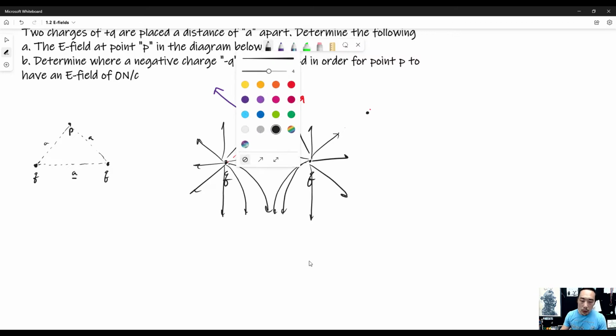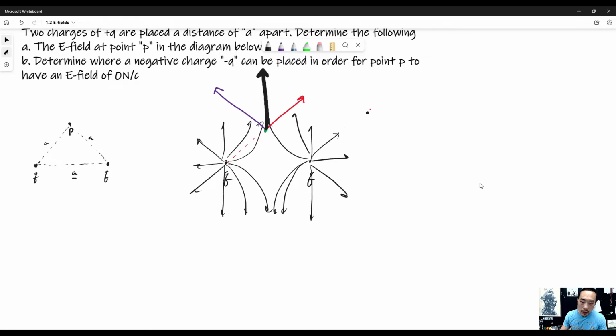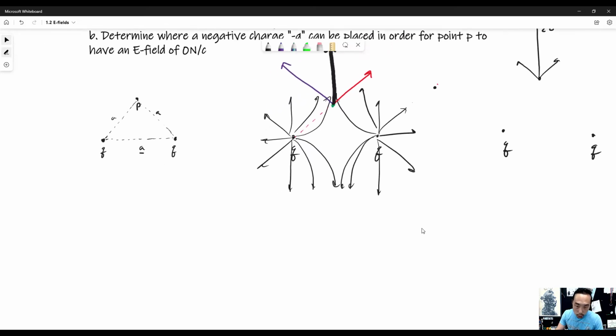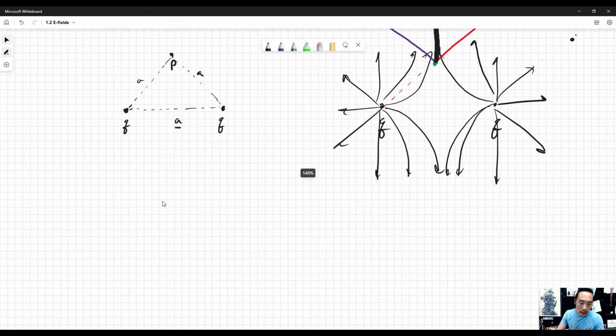Another way to approach this problem is by just going straight to point P. At point P, if I have Q and Q here, I know that because these are both positive, this is from the left hand Q, this is from the right hand Q, so the net E field will look just like that. So this is the net E field right there. Both models work, both models give you the same result. Now that we have that out of the way, let's look at how we can approach this through our formulas. Let's go back to this image here.